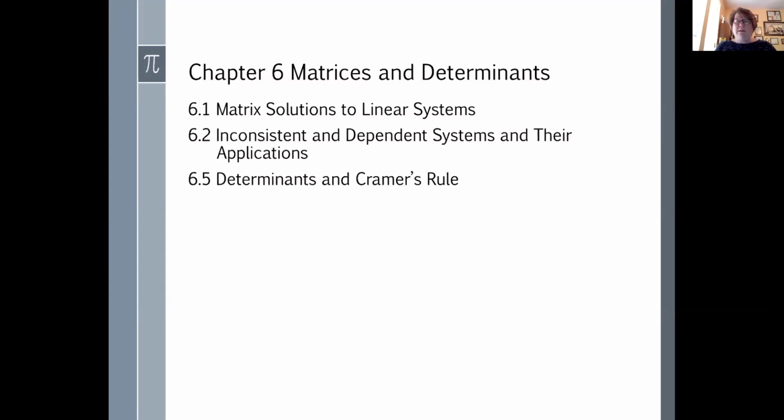And in Section 6.5, we're going to use determinants, which are a calculation based on the matrix. It's just a constant, and Cramer's rule to solve systems of equations. All of this we're going to do on our TI-84 calculator, or if you've downloaded the TI-84 emulator, you can use that. That's what I'm going to use.